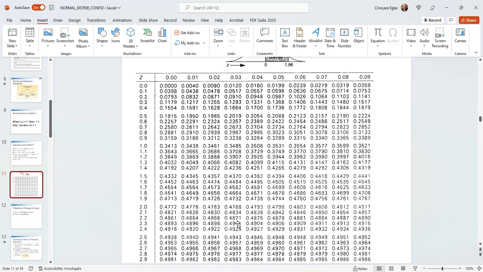If you add 0.03 to 2.3, what do you get? 2.33. So the Z value we are going to use to get a 98% confidence interval, given that 49% is going to be on one side and 49% is going to be on the other side, is going to be 2.33. You get the point? Yes. All right. So we're going to use a Z value of 2.33.